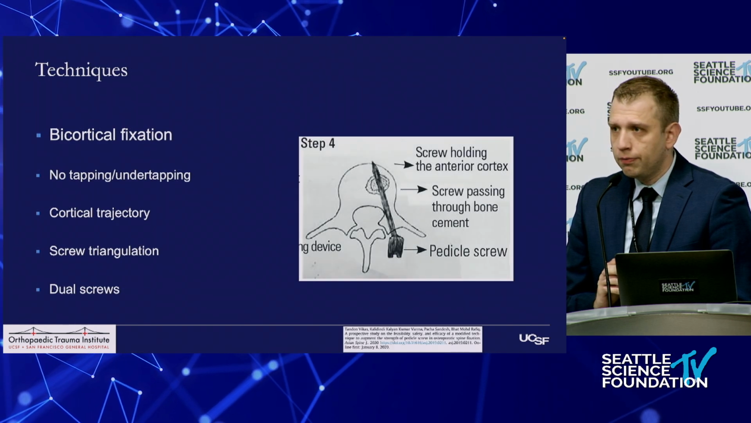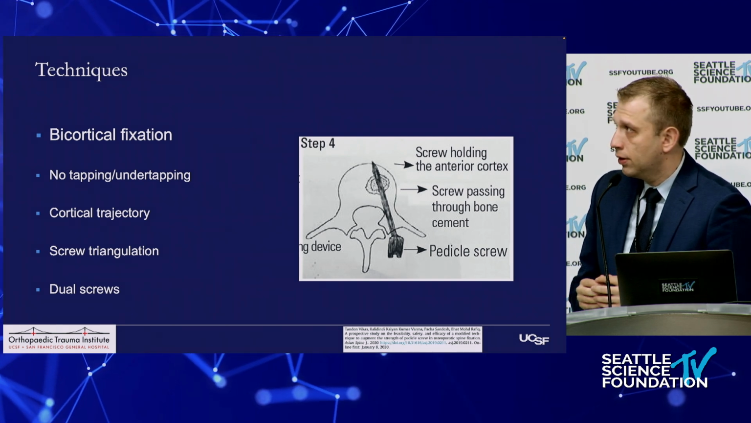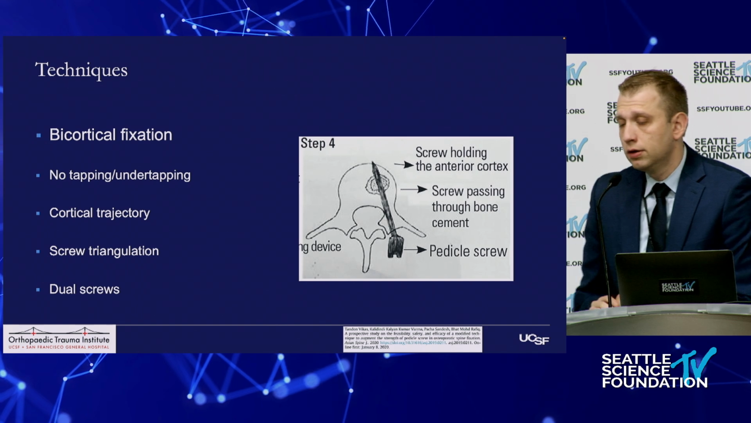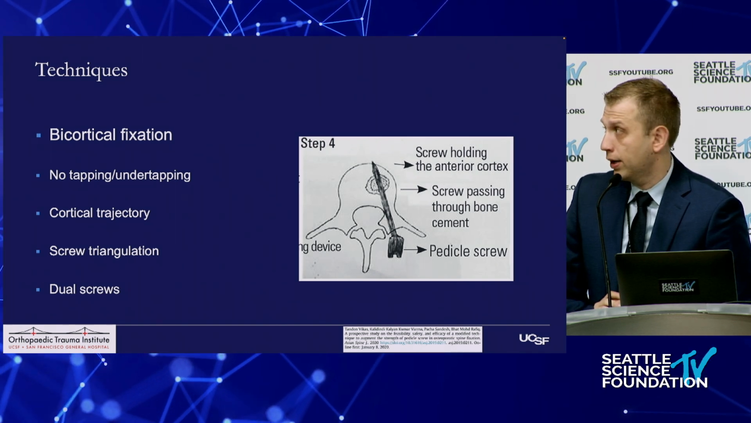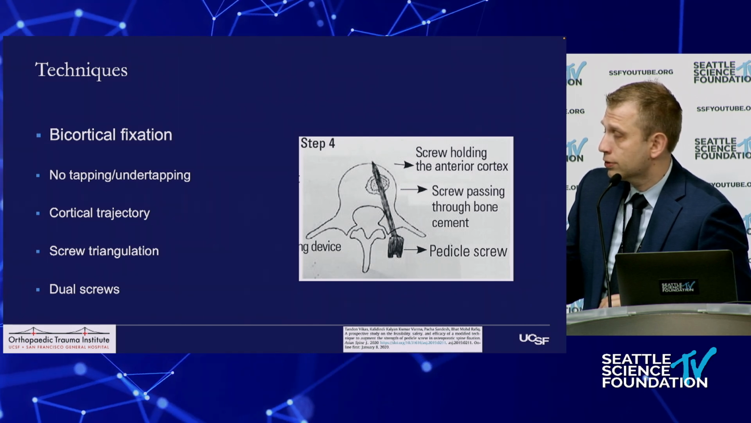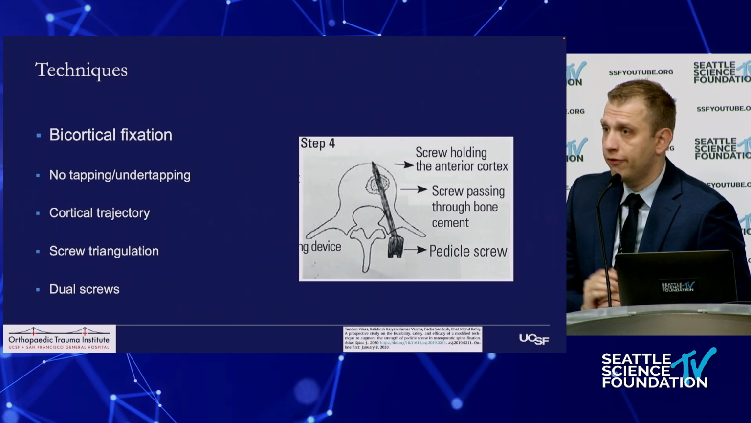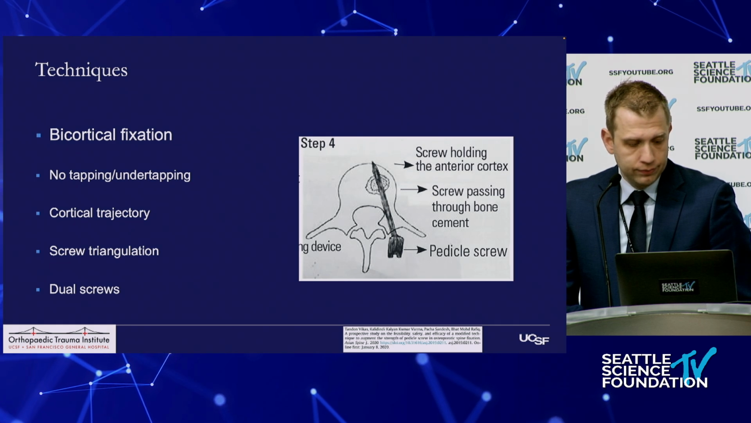And so we all know bicortical fixation in a bone is strong. And so that holds for the vertebral body. The cortical bone is stronger than the cancellous portion of the body. And so if you put a screw with bicortical fixation, you're going to have better pull-out strength.